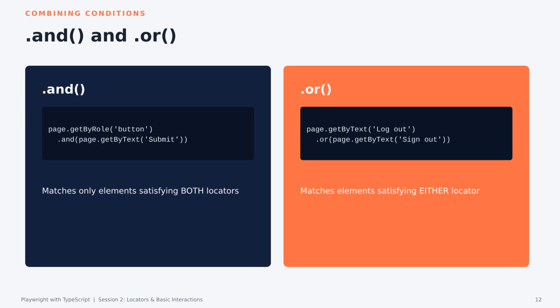Two more combinators worth knowing. Dot and this matches only elements that satisfy both locators at the same time. For example, page.getByRole('button').and(page.getByText('submit')) finds an element that is both a button and also has the text submit. Dot or this matches elements that satisfy either locator. For example, page.getByText('logout').or(page.getByText('signout')) handles the case where different parts of your app use slightly different wording for the same action.